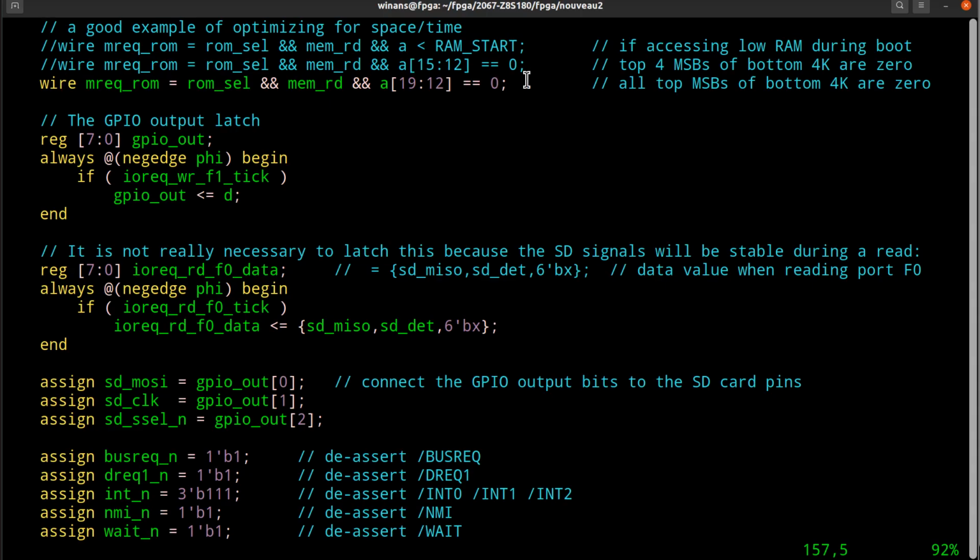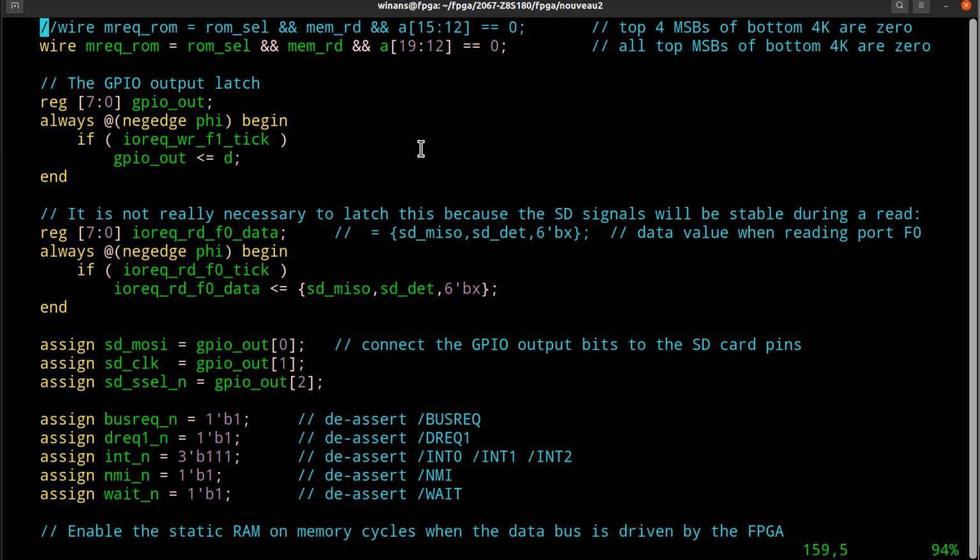Bottom line is, if the most significant address bits are 0, that's when I'm accessing the low range of memory when the ROM is supposed to be accessed. And there are different ways to do that. Some work better than others in terms of resource consumption.